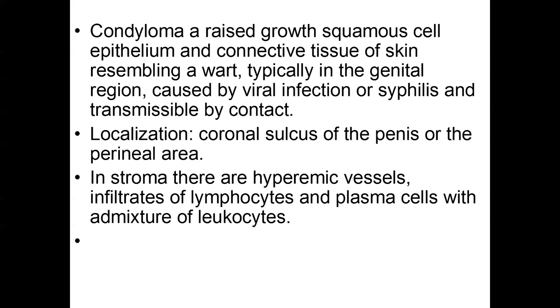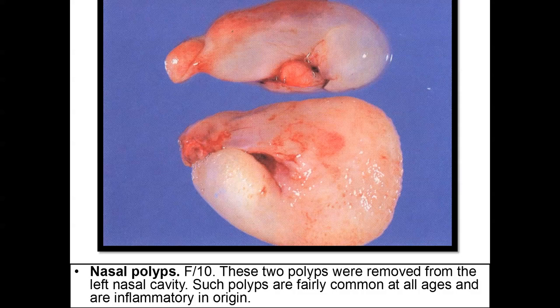They are caused by viral infections, for example, in case of syphilis, and they are transmissible by contact. So again, localization: coronal sulcus of the penis or the perineal area. Please remember that in case of condyloma, in the stroma, there are hyperemic vessels, and we also see infiltrates of lymphocytes, plasma cells, with admixture of leukocytes.